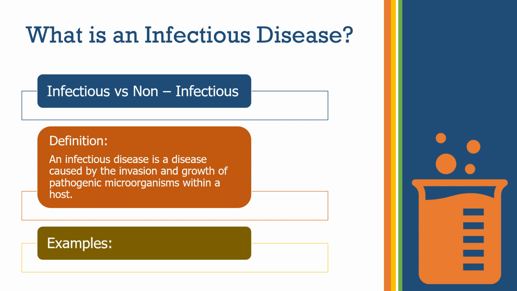An infectious disease is a disease caused by the invasion and growth of pathogenic microorganisms within a host. These hosts can be humans or even animals. Examples of these pathogenic microorganisms are viruses, fungi, bacteria, or even parasites.